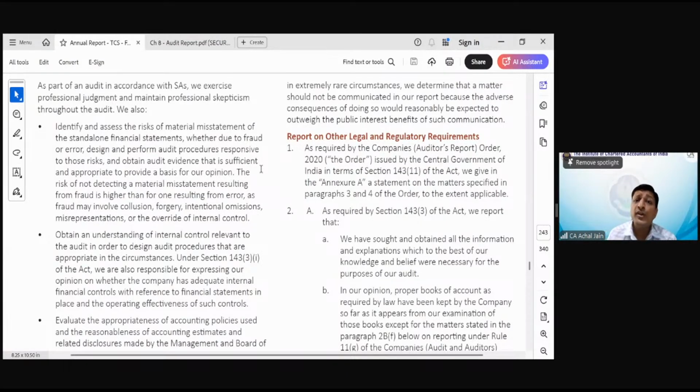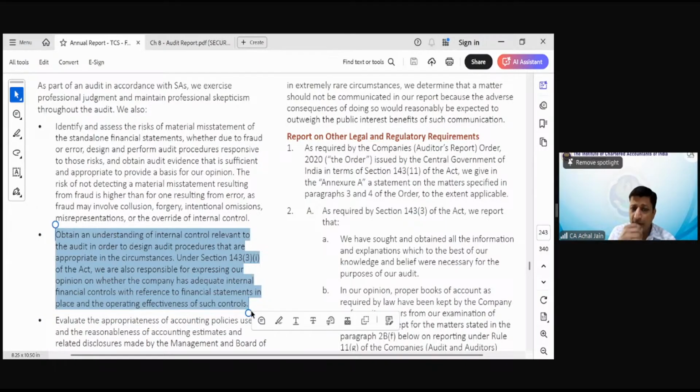Further, he says we also obtain an understanding of internal control relevant to the audit in order to design audit procedures that are appropriate in the circumstances. We are also responsible for expressing an opinion on whether the company has adequate internal financial controls with reference to financial statements in place and operating effectiveness of such controls.